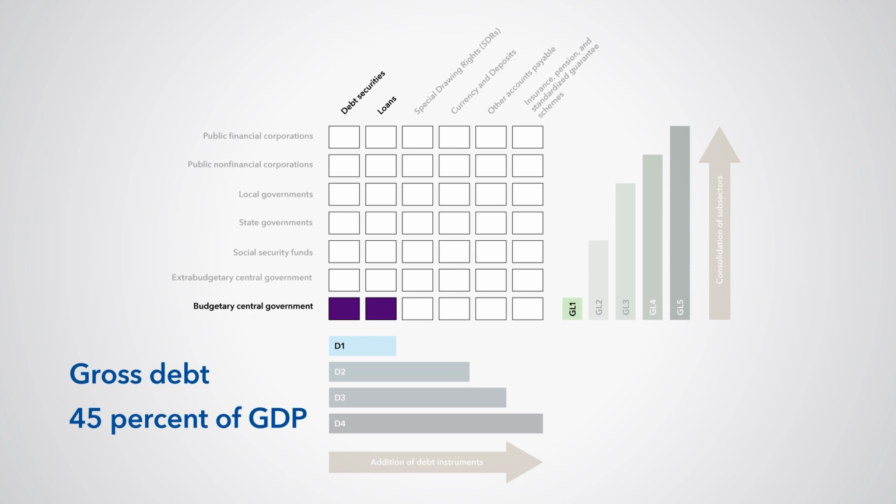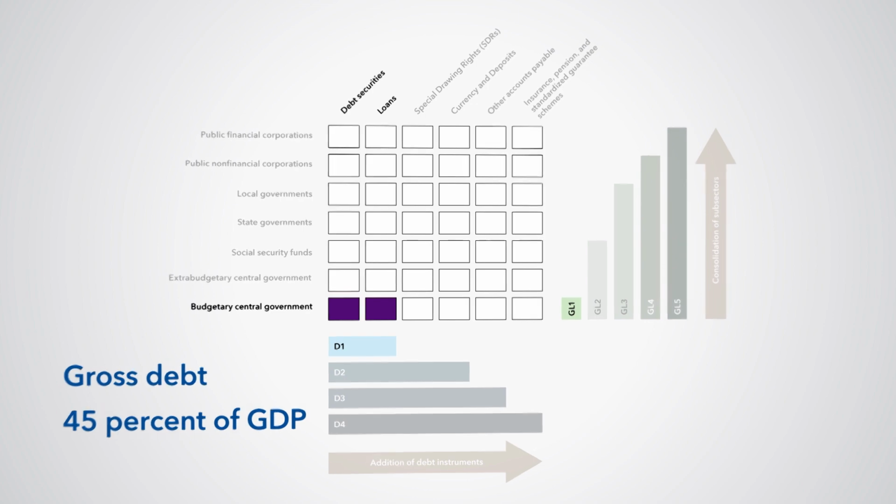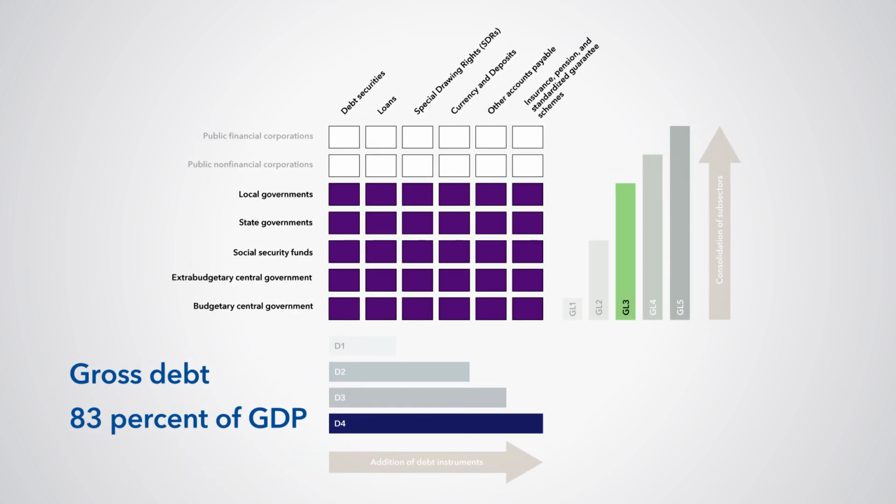So you may ask, is there a right number? Is the government debt of country X 45 or 83% of GDP? Both numbers are correct, but they have different analytical implications. D1 and GL1 is a narrow instrument and institutional coverage of the debt. On the other hand, D4 and GL3 provides a much more comprehensive picture of the general government gross debt of country X. This broader coverage captures potential fiscal risks at the lower levels of government as well.